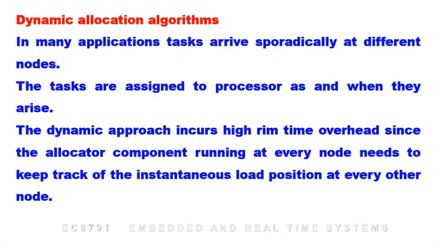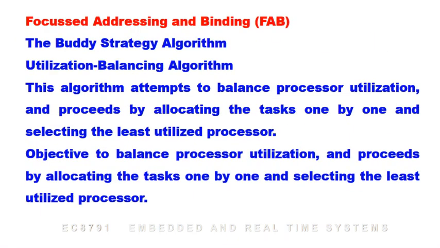Dynamic allocation algorithm. In many applications, tasks arrive sporadically at different nodes. The tasks are assigned to processors as and when they arise. The dynamic approach incurs high runtime overhead since the allocator component running at every node needs to keep track of the instantaneous load position at every other node. Focused addressing and bidding, the buddy strategy.